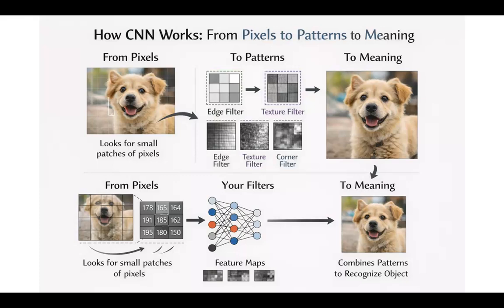So look into the picture. I have a picture of a dog. The dog picture, the image, is represented as a matrix. The matrix is in turn converted into patterns. So how is it converted into patterns? By means of something called filters. The output of a filter will be feature maps and the patterns convey meaning. So in other words, the patterns are converted into meaning or semantics.